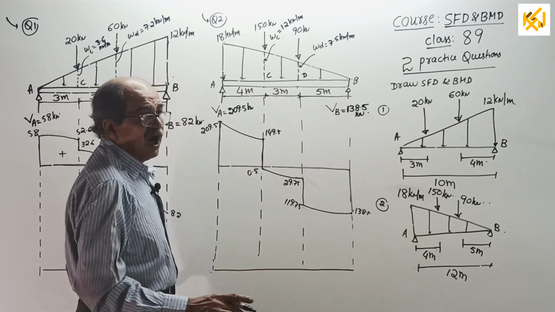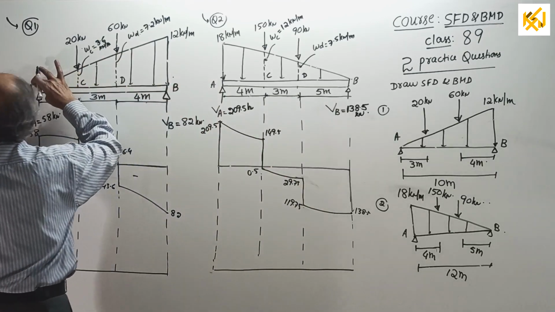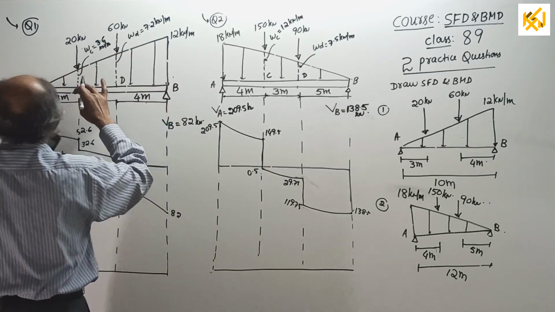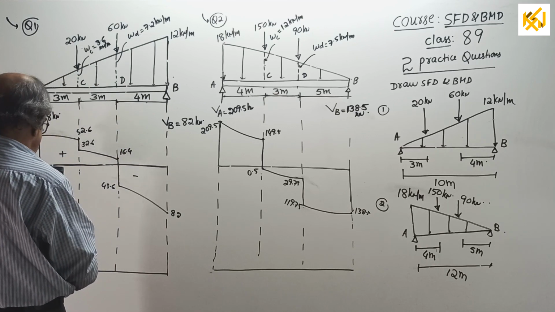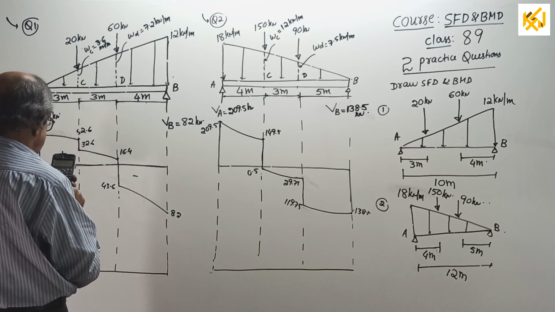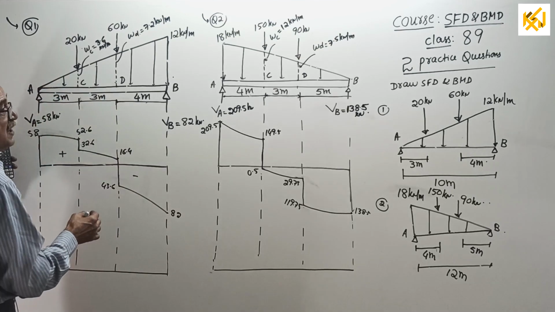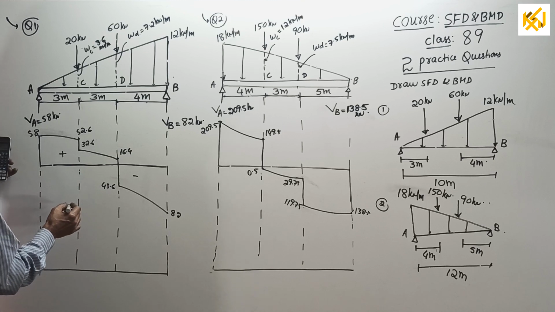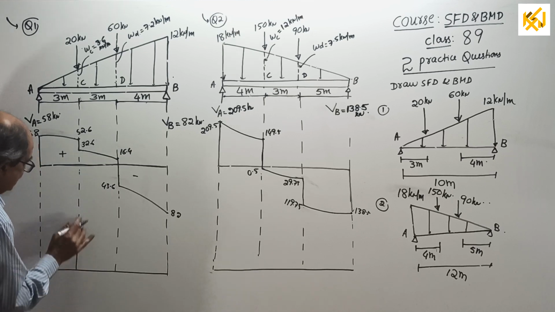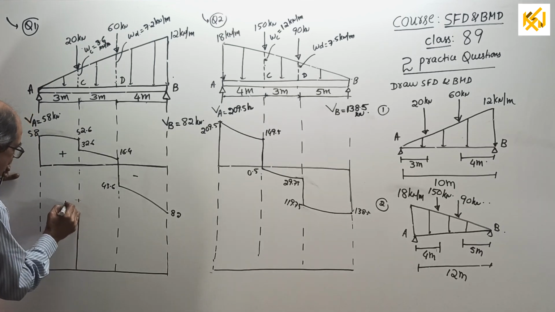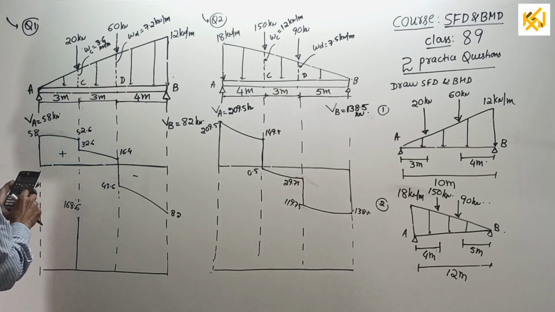Okay, now, lastly, BM. Start. BM at A, 0. BM at B, 0. BM at C. Plus 58 into 3 minus half into 3 into 3.6 into 1 by 3 of 3. 168.6. Where I should write? 168.6 I will write here. Okay, if required, I'll change data. 168.6. BM here. Look this side only.